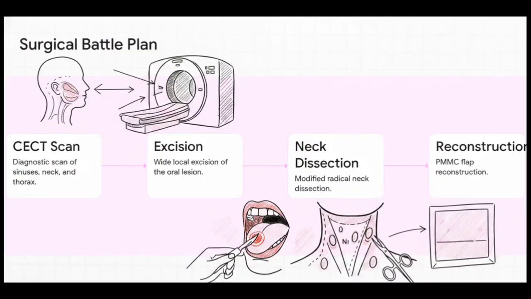Once confirmed, here is our 4-step battle plan. Step 1. A diagnostic contrast-enhanced CT scan of the paranasal sinuses, neck, and thorax to properly stage the disease internally. Step 2. A wide local excision of the oral lesion itself. Step 3. Because of that N1 node, we're doing a modified radical neck dissection on the same side. And Step 4. We have to rebuild what we take away. We'll use a pectoralis major myocutaneous, or PMMC flap, for reconstruction.